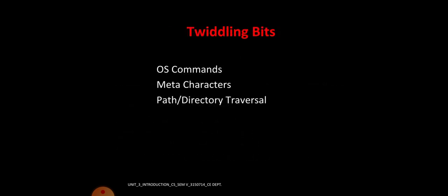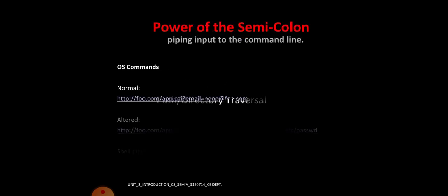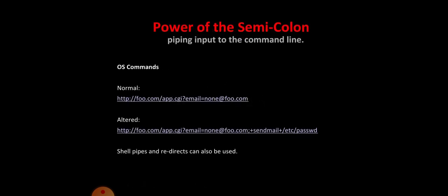When we refer to some link, straddling bits mainly cover OS commands, meta characters, and paths, that is, directory traversal. The power of the semicolon is also important. Piping input to the command line: the OS commands are mainly seen in the normal fwo.com and altered with this link. The shell pipes and redirects can also be used.